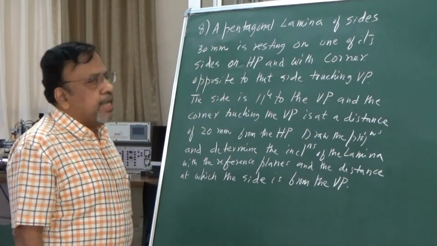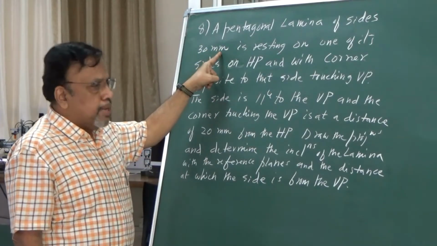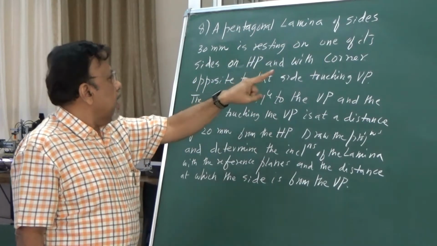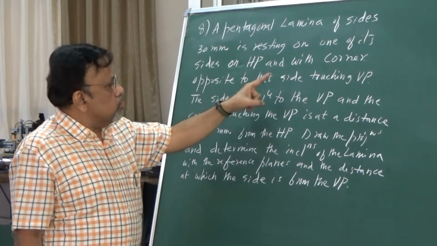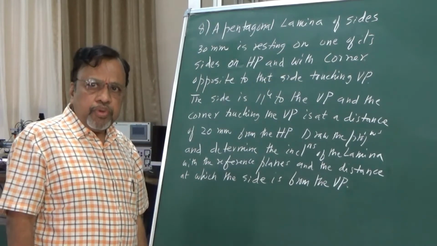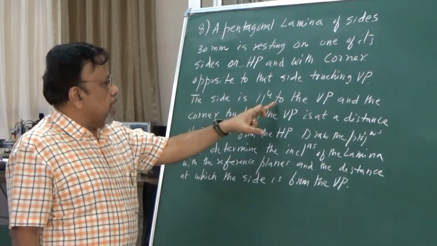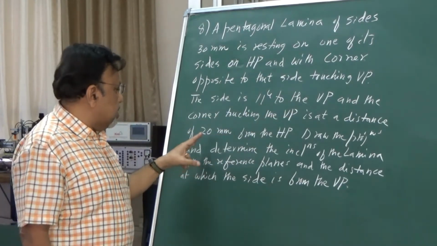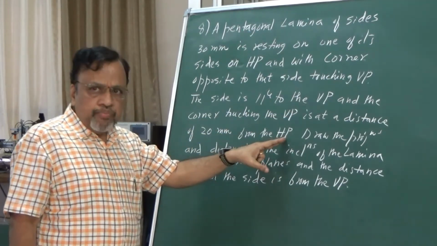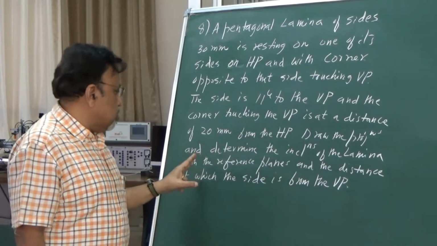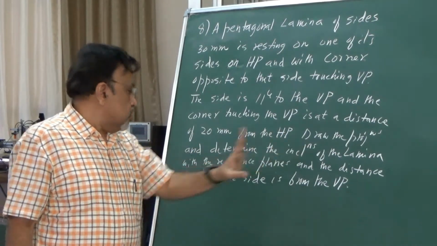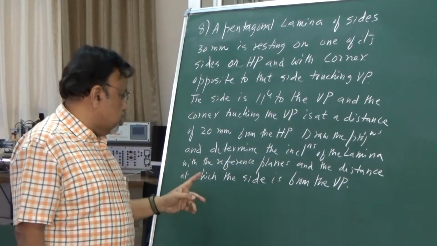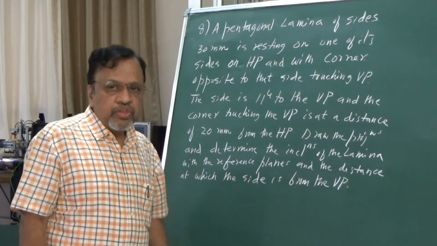We have a pentagonal lamina of sides 30 mm resting on one of its sides on HP and with a corner opposite to that side touching VP. The side is parallel to VP and the corner touching the VP is at a distance of 20 mm from the HP. Draw the projections and determine the inclination of the lamina with reference to the reference planes and also the distance at which the side is from the VP.